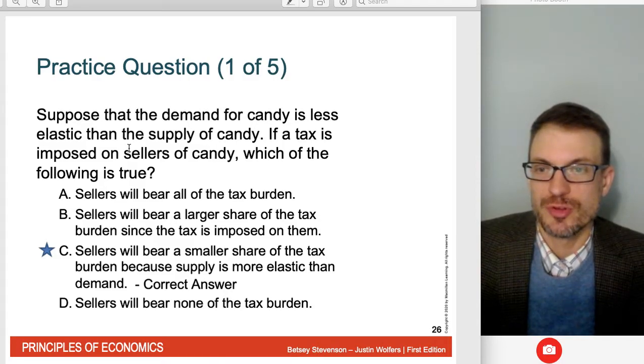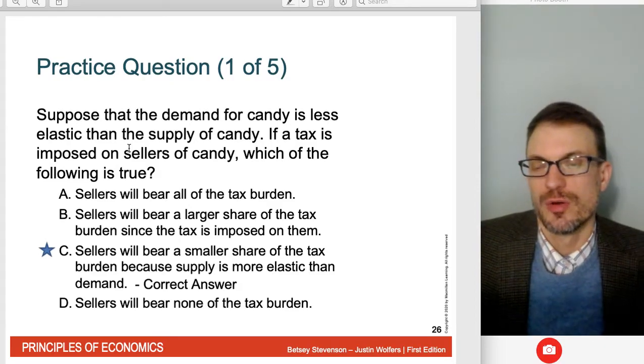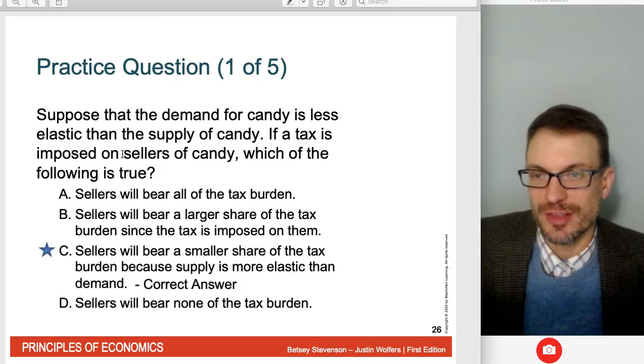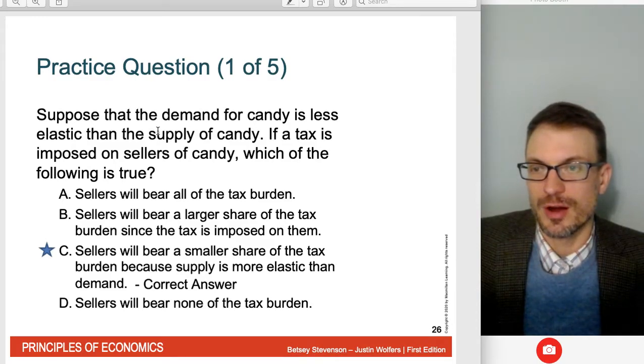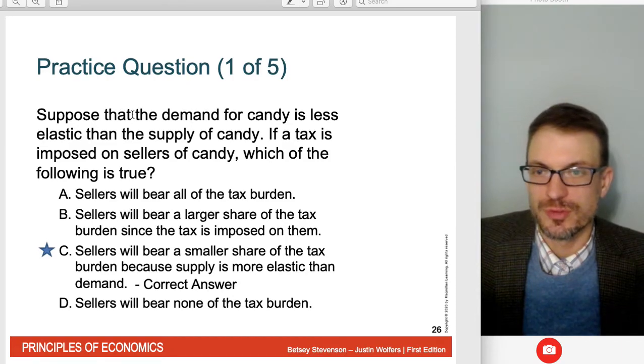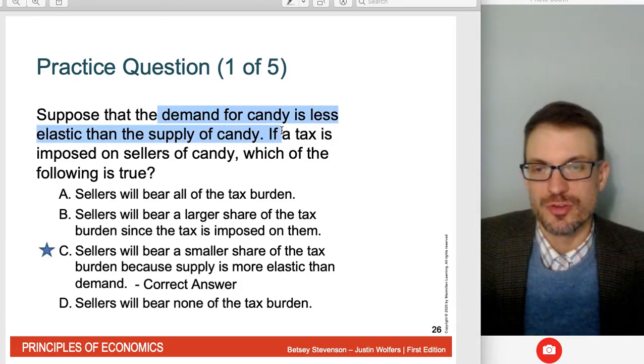If a tax is imposed on sellers of candy, maybe because of sugar, which of the following is true? Well, if demand is less elastic than supply and the tax is imposed on sellers, even though sellers are transmitting payment to the government, sellers are going to pay a smaller share.